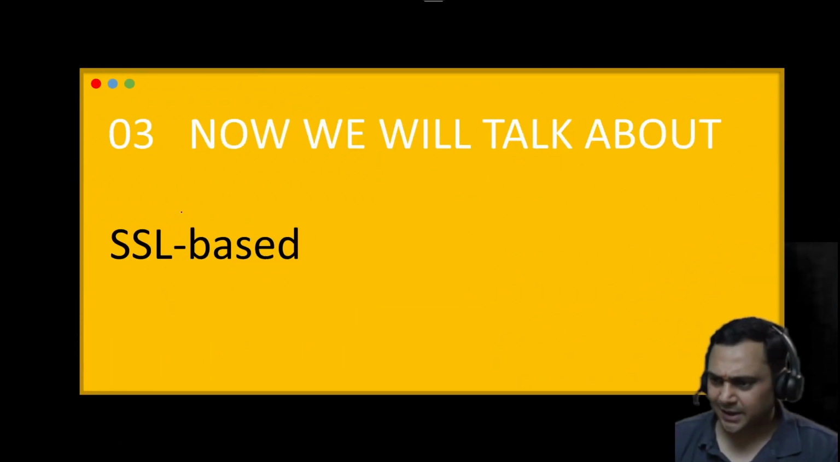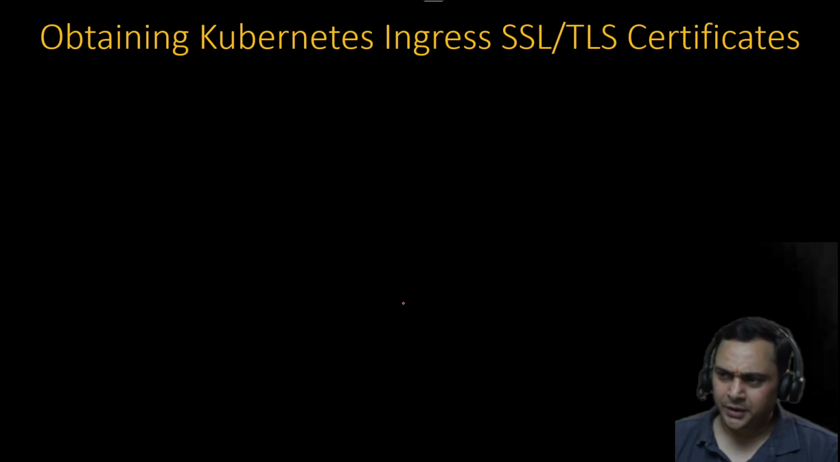The third one is SSL. You can obtain an SSL certificate from a certificate authority (CA) or use a service like Let's Encrypt, which provides free SSL certificates. The easiest way is to use a self-signed certificate. I will use this method in my lab. Obtaining a Kubernetes Ingress SSL or TLS certificate.